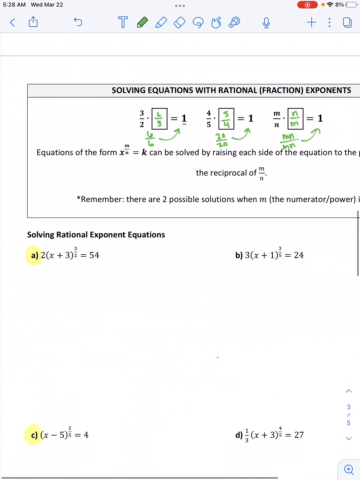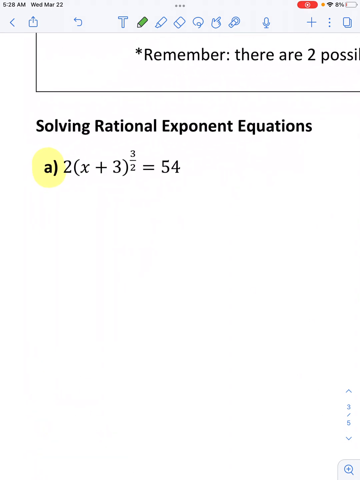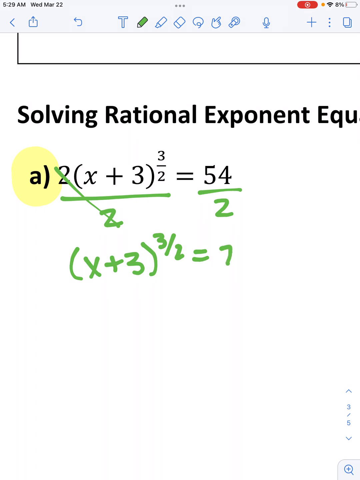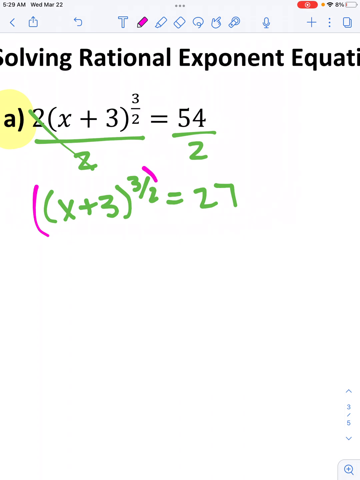All right, so I'm going to do a couple examples, and then again you can try on your own and do the other two with the completed notes. So before I can undo this fraction exponent here, I need to undo that 2. So x plus 3 to the 3 halves equals 27. And then, raising to a power, that's multiplication. So if I raise this side to the 2/3 power, because that's the reciprocal, 3 times 2 is 6, 3 times 2 is 6. So that's going to make this a 1 and leave me with just the x plus 3.